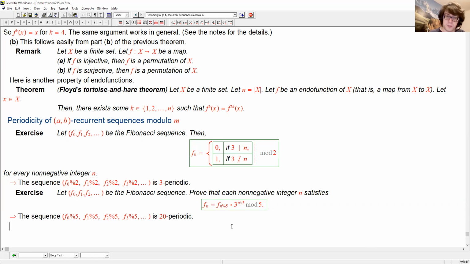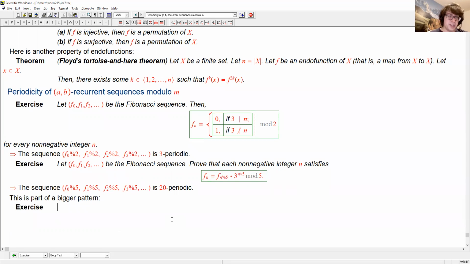Now I claim that this can be generalized. So this is part of a bigger pattern. And let me state it in a reasonably general form. There is a slightly better version in the homework exercises. You will have to do it on your own.